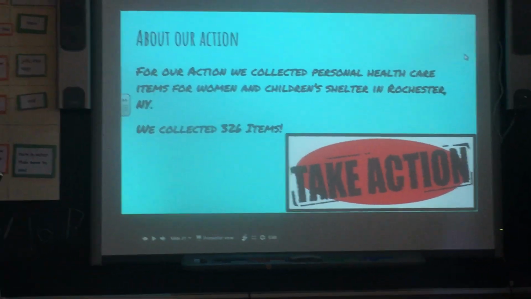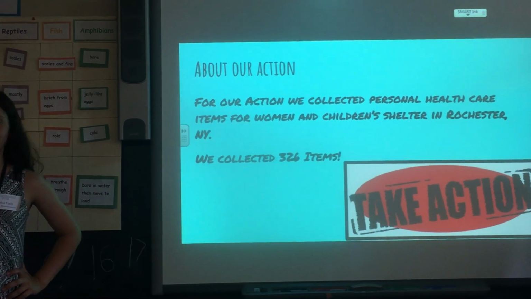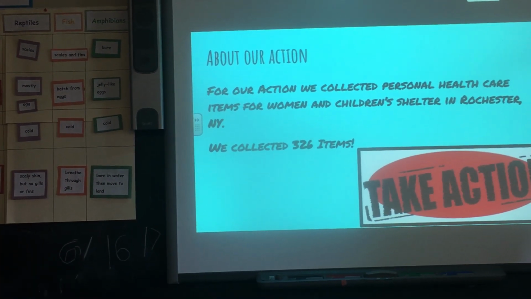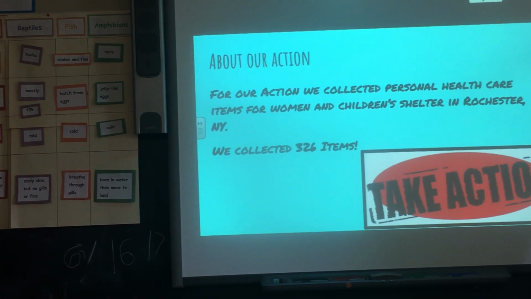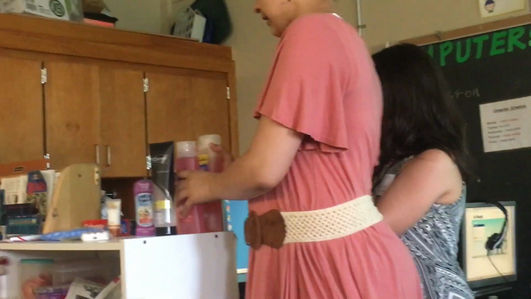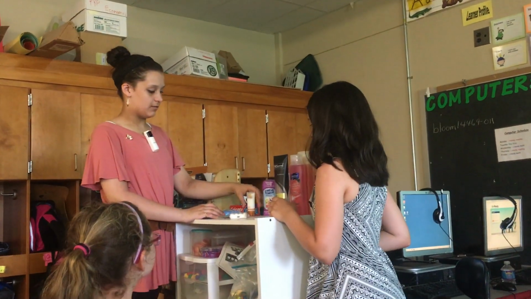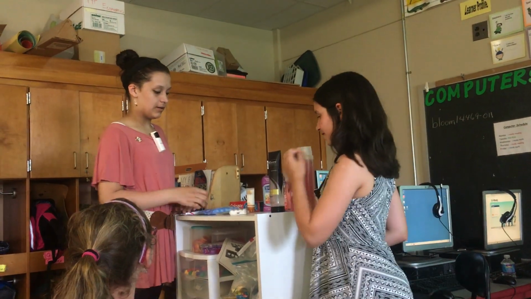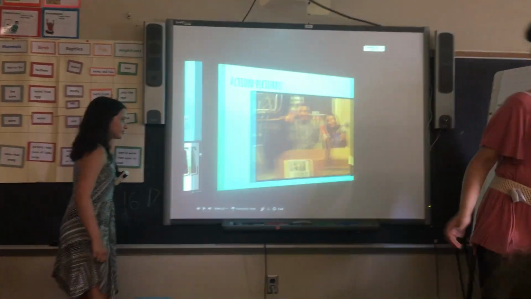About our action. For our action, we collected personal health care items for the Women and Children Shelter in Rochester. We collected 326 items. So we asked for hair shampoo, soap, deodorant, toothpaste, toothbrushes, and people are nice and they gave us some extra things. So we have lots and lots of lotion, hair gel, we have a couple makeup remover pads, and some soap and floss. Some action pictures.